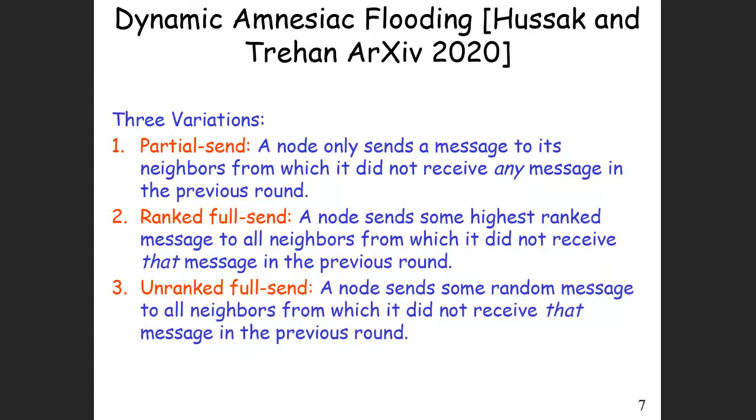For partial send, a node only sends a message to its neighbors from which it did not receive any message in the previous round. In ranked full send, a node will send the highest ranked message to all neighbors from which it did not receive that message in the previous round. For the ranked one, messages are ranked, and the nodes need to know the rank so that they can always send the highest ranked message. Unranked full send is similar to ranked full send, but the message rank is not known.